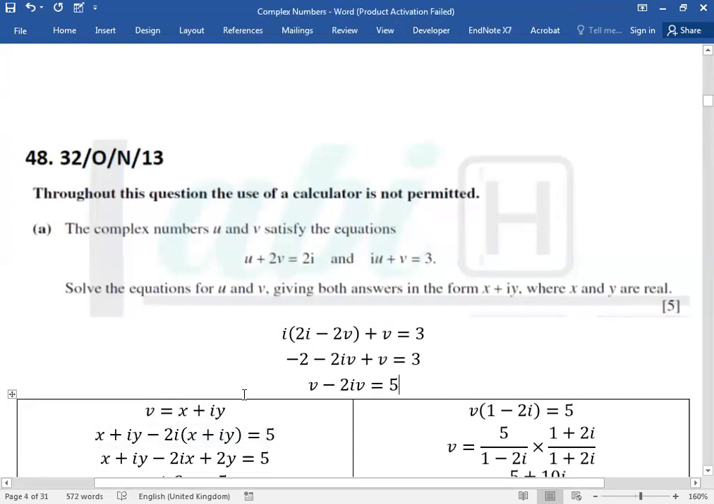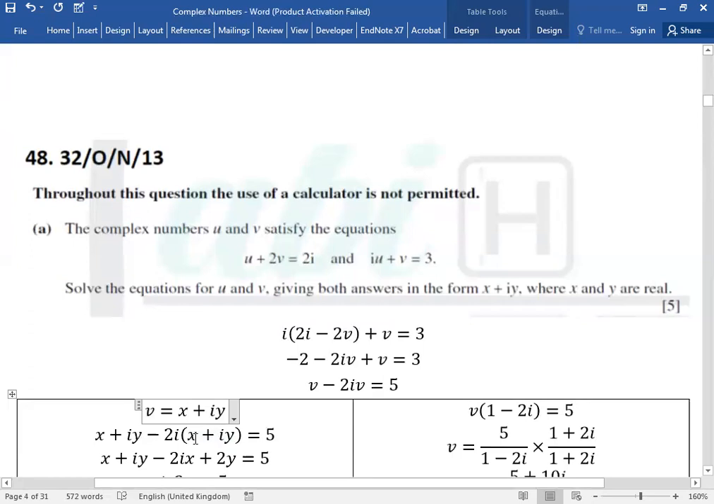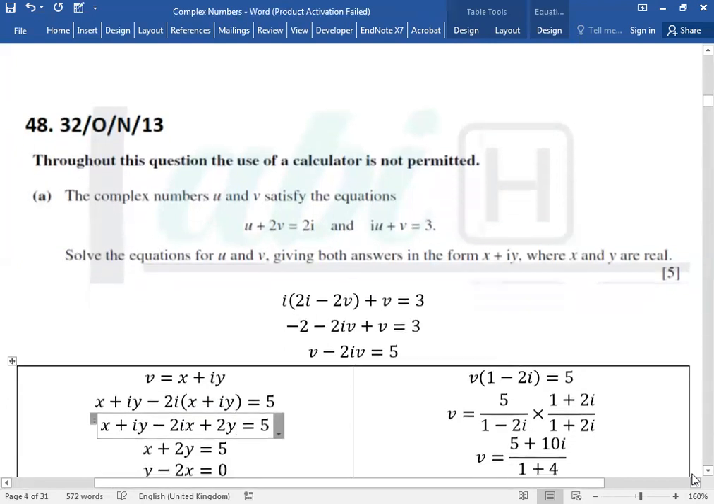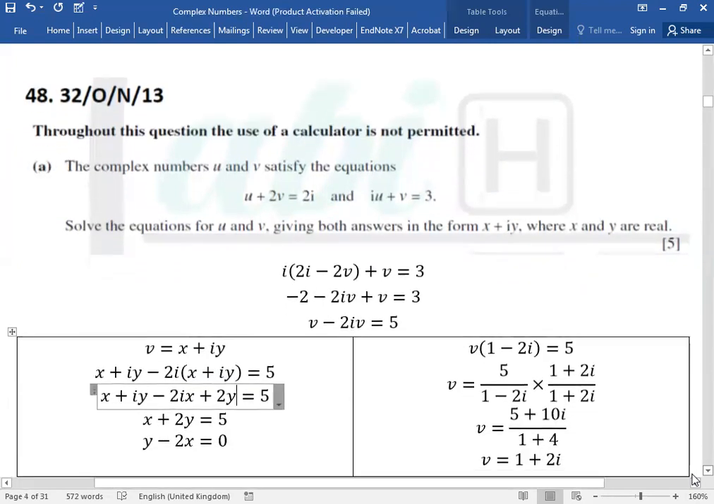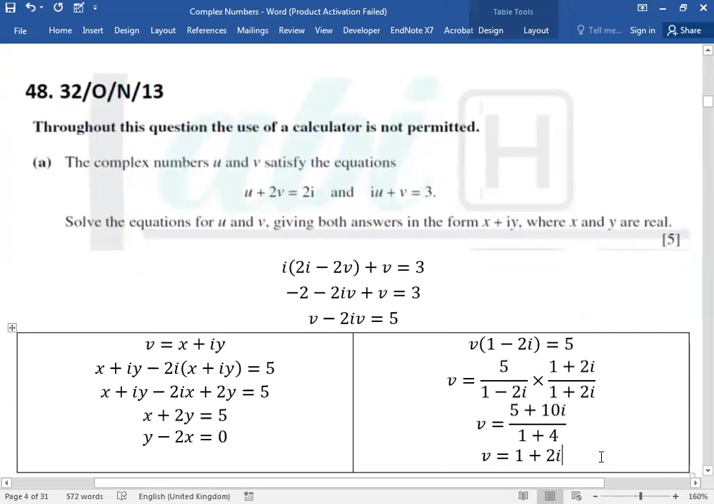After this step, we already know that v is x plus iota y. We can plug it in and then compare the real and the imaginary part to get x. And obviously that is a longer method, and this is an easier or a shorter method. Once you figure out v, you also need to find u. Clear, class? Yes, sir.